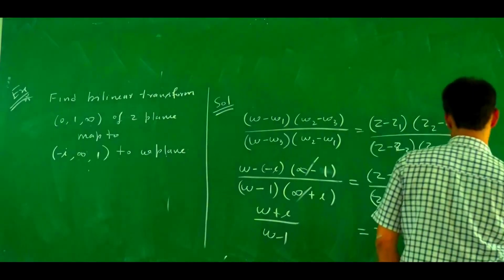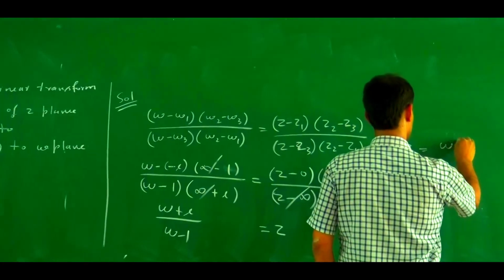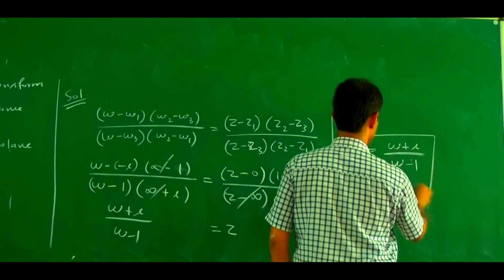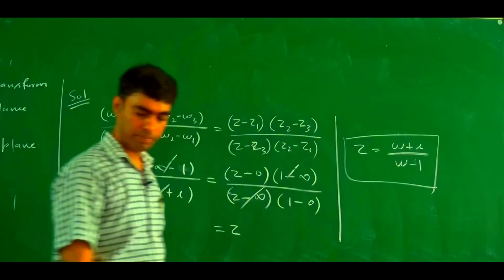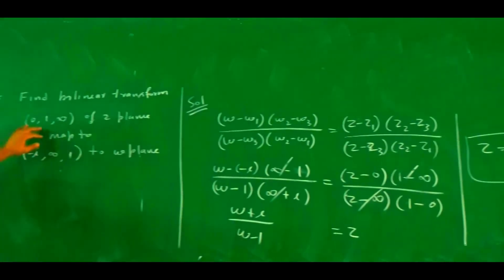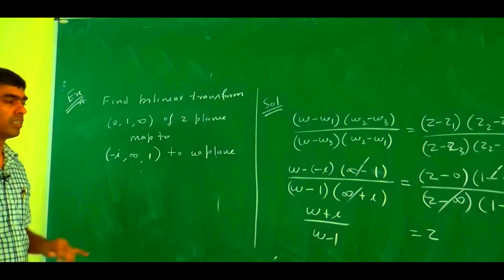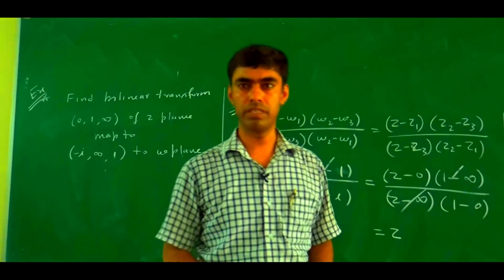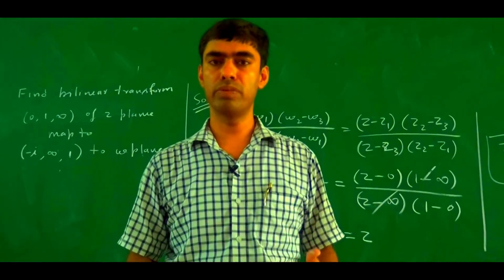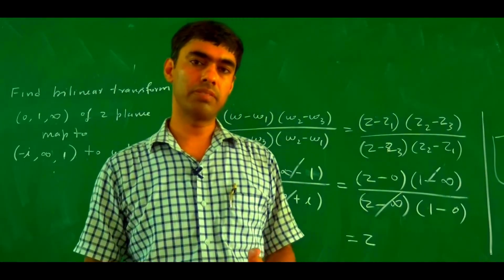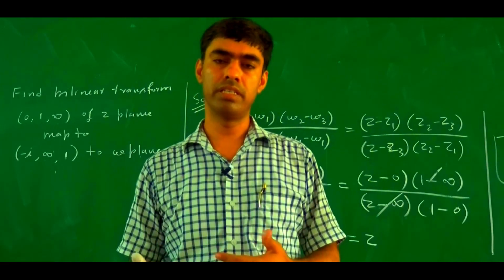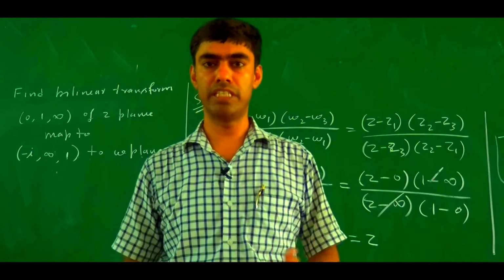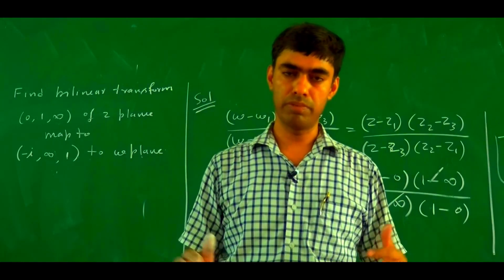If we write it, z equals (w + i) divided by (w − 1). So this is the bilinear transform which maps each point of the z plane into the w plane. In general there are two types of questions. First, find a bilinear transform. Second, a bilinear transform is given, and we find the image of the z plane into the w plane, and vice versa, the image of the w plane in the z plane. So this is all about this lecture.